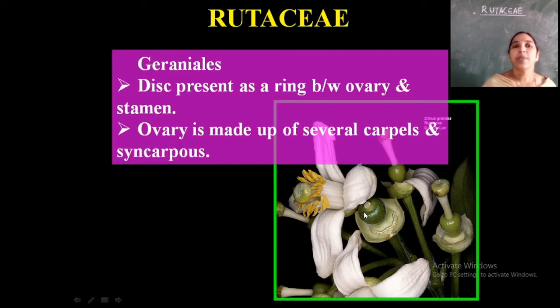Then it belongs to the order Geraniales because the disc is present as a ring between the ovary and stamens, and the ovary is made up of several carpels, that is, it is syncarpous also. This is the reason why this belongs to Geraniales.